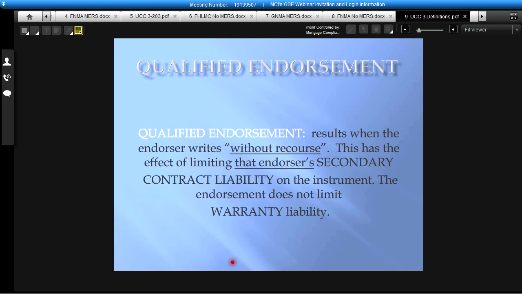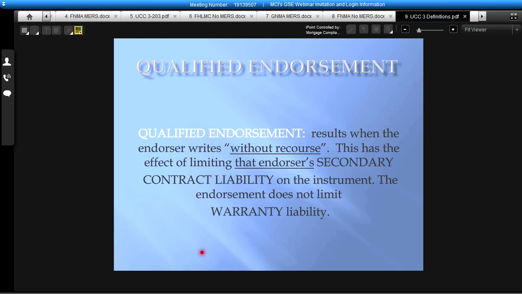Okay, next we have qualified endorsement. A qualified endorsement results when the endorser writes, without recourse. This has the effect of limiting the endorser's secondary contract liability on the instrument. The endorsement does not limit the warranty liability.